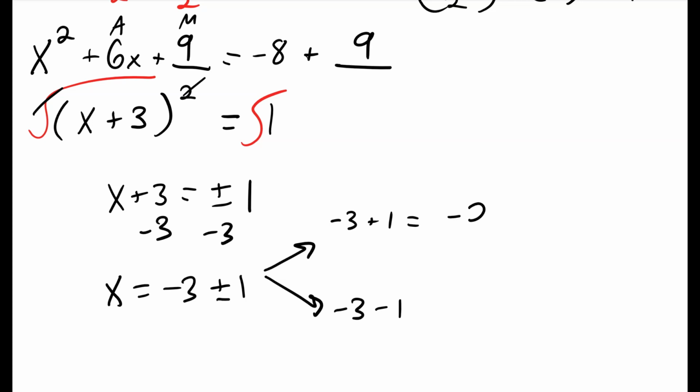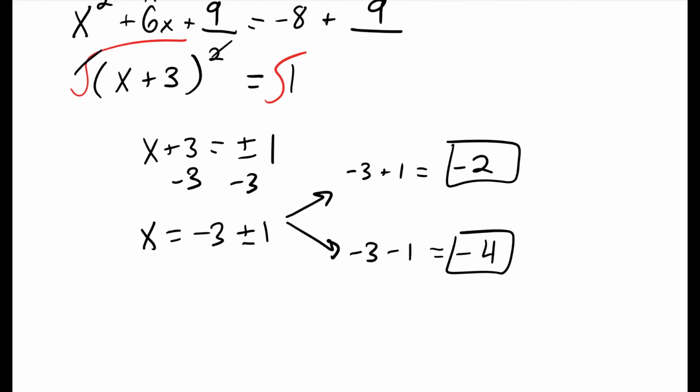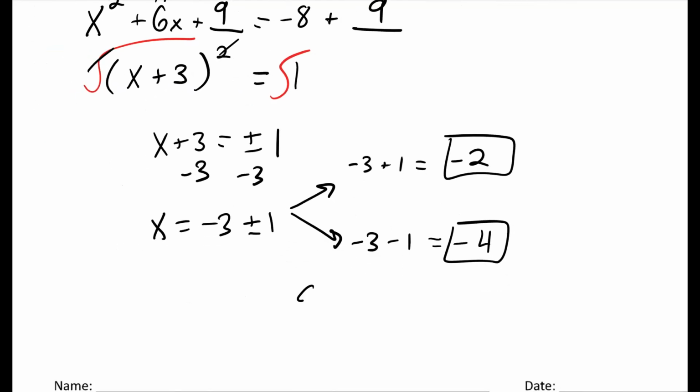Negative 3 plus 1 is negative 2, so that's one of my solutions, and negative 3 minus 1 is negative 4, so that's my other solution. So in this case, my solution set is actually negative 4, comma negative 2, because I was able to simplify further. So if you can simplify because you have like terms here, always go the extra step.